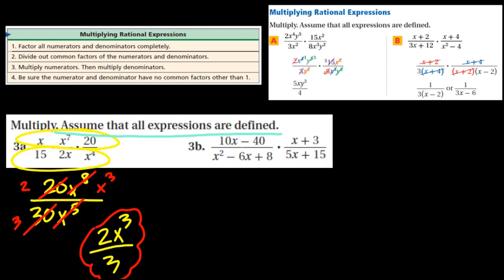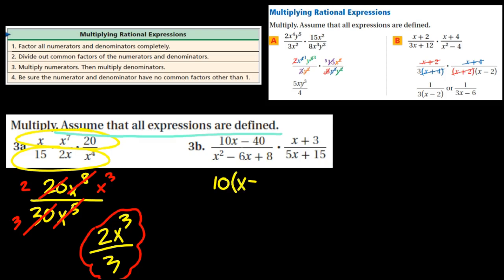Okay, so if you have a bunch of monomials, sometimes it's easier to just multiply them all together and then simplify it. But if you have binomials and trinomials and stuff like that, it's easier to simplify first. So in the next one, I'm going to factor and simplify what I can before I multiply.